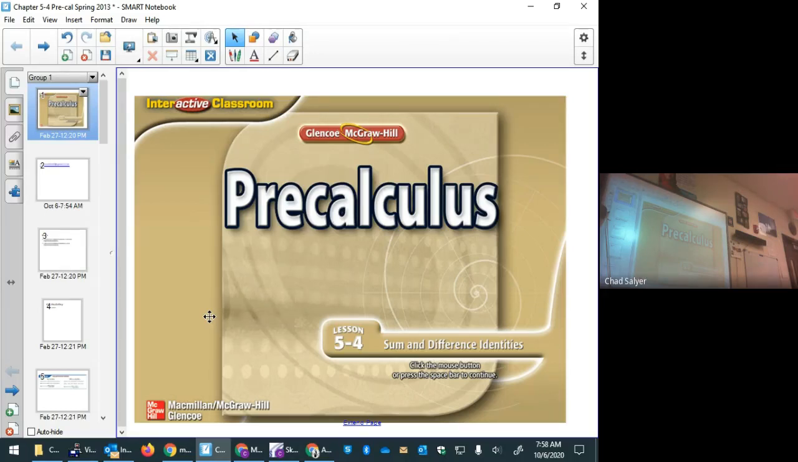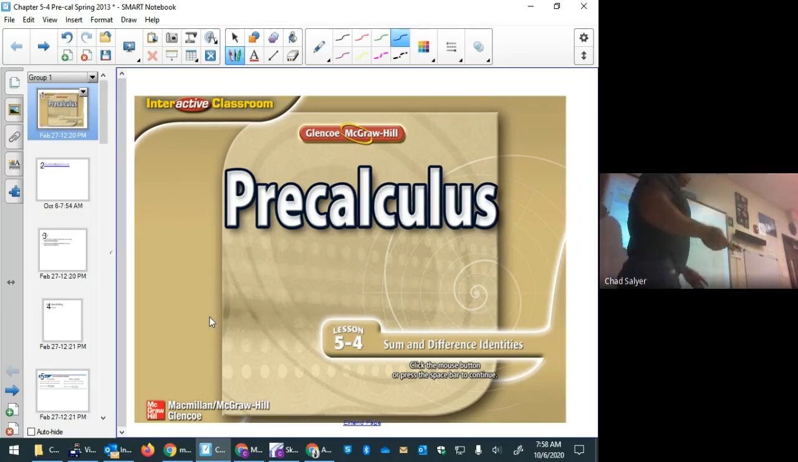Sum and difference refer to a trig function where the argument has two terms, two angles, alpha and beta. So that's what the sum and difference refers to inside the argument of a trig function. If you see a sum or a difference, the first thing you should think is this identity family. So this is what's going to apply.